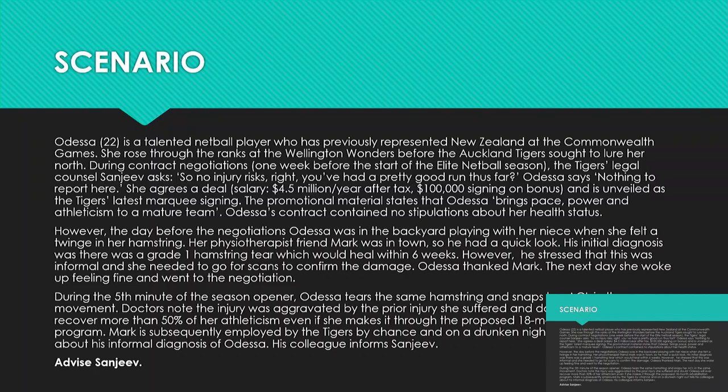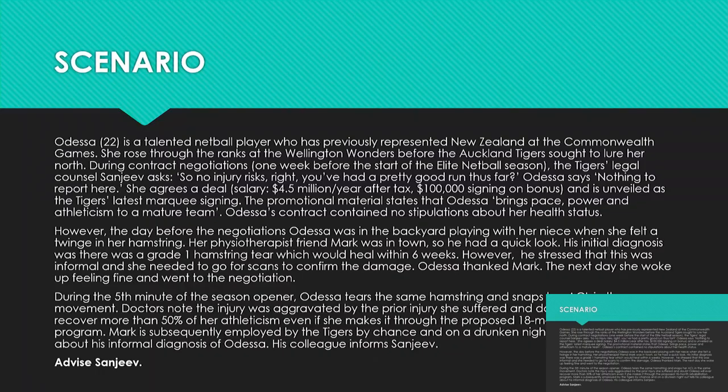The day before the negotiations, Odessa had been in the backyard playing with her niece when she felt a twinge in her hamstring. Her physiotherapist friend Mark is in town, and he had a quick look. His initial diagnosis was that there was a grade 1 hamstring tear, which would heal within 6 weeks. He then stressed that this was an informal diagnosis or informal assessment, and she needed to go for scans to confirm the damage. The next day, she wakes up, she feels fine, and she goes to the negotiations and then signs her contract.